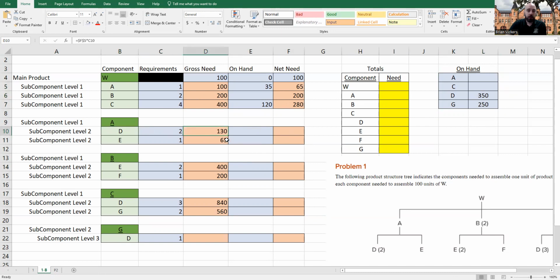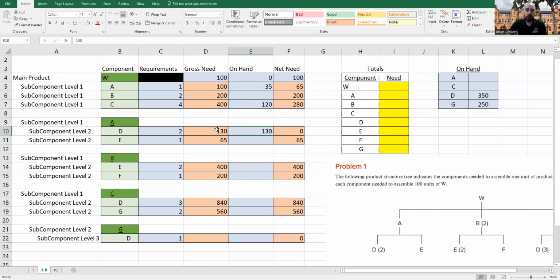So D's, I need 130. Well, I have 350. So what I'm going to do is I'm going to allocate 130 of them here. And then E's, I don't have any, so I'm just going to leave that blank. And I'm going to do the same formula, equals this minus this. And in fact, this formula is the same all the way down. So I'm going to go ahead and copy it to all these cells so you can see it updating automatically as I update them.